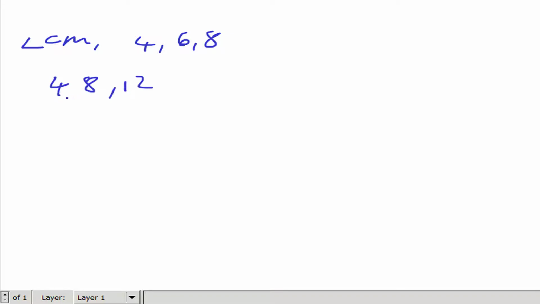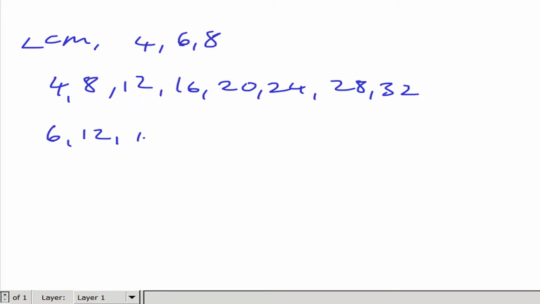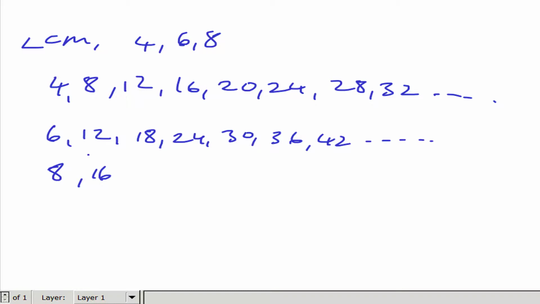4, 8, 12, 16, 20, 24, 28, 32. Let's do the 6 times table. You got 6, 12, 18, 24, 30, 36, 42, and so forth. You got 8, 16, 24, 32, 40, 48, etc. I'm sure you guys can get a calculator and work this out.